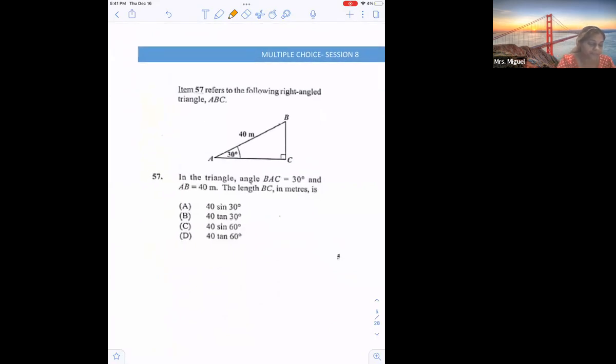57, we want BC. We want to find the opposite side, and we are given the hypotenuse. So the trig ratio that deals with opposite and hypotenuse is sine. So sine of 30 is BC over 40. So if you cross multiply, BC is 40 sine 30. The answer is A.